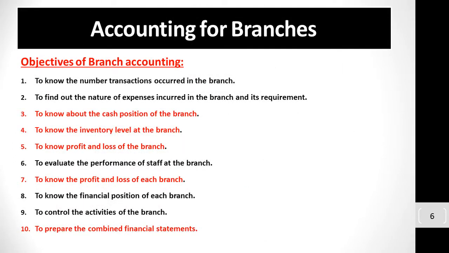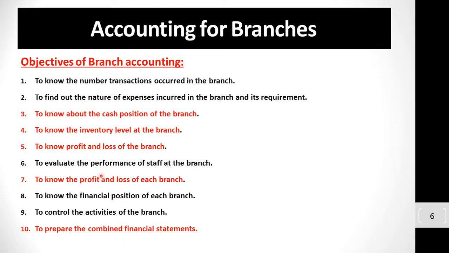What are the objectives of branch accounting? We have many objectives of branch accounting. For example, to know the number of transactions that occurred in the branch, to find out the nature of expenses incurred in the branch and its requirement, to know about the cash position of the branch, to know the inventory level at the branch. In short, we deal with every transaction that happens within the branch.